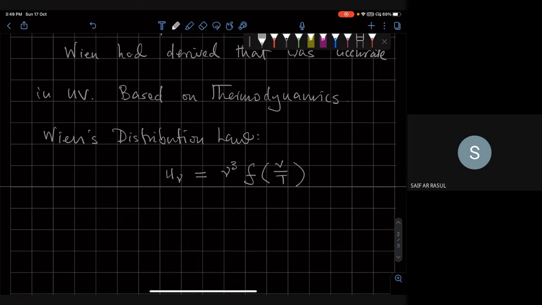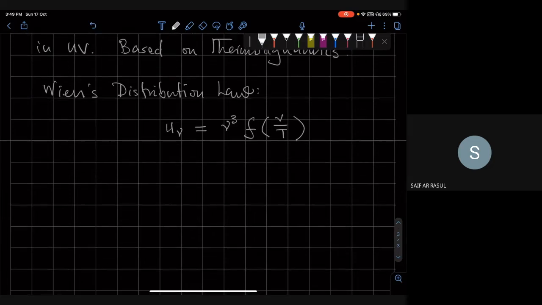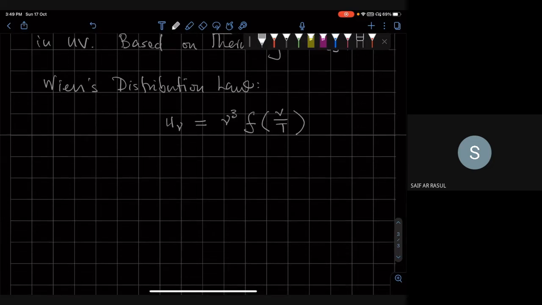Okay. In fact, this function was an exponentially decaying function. So this is essential. We are not going to derive this, but we are going to use this, and Planck used this in his derivation of the blackbody radiation.